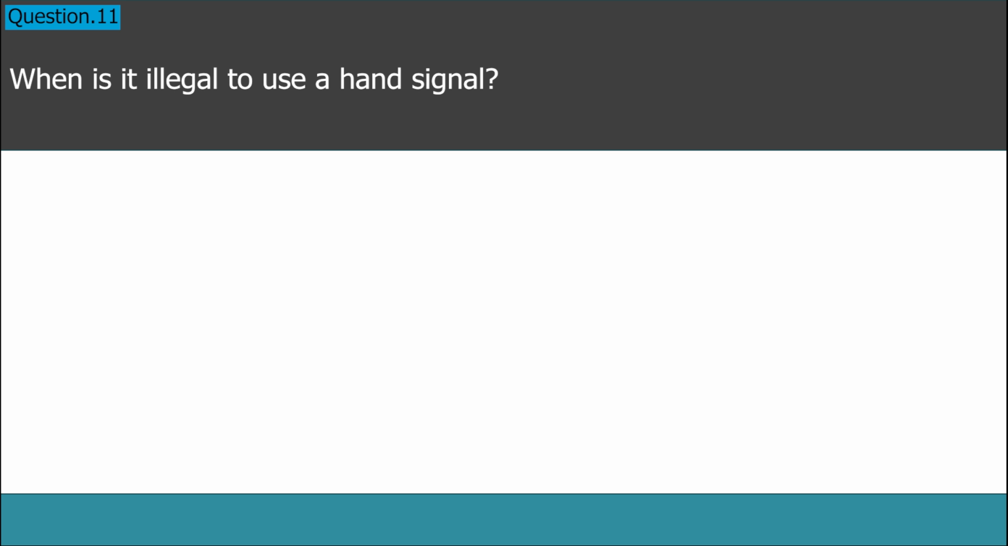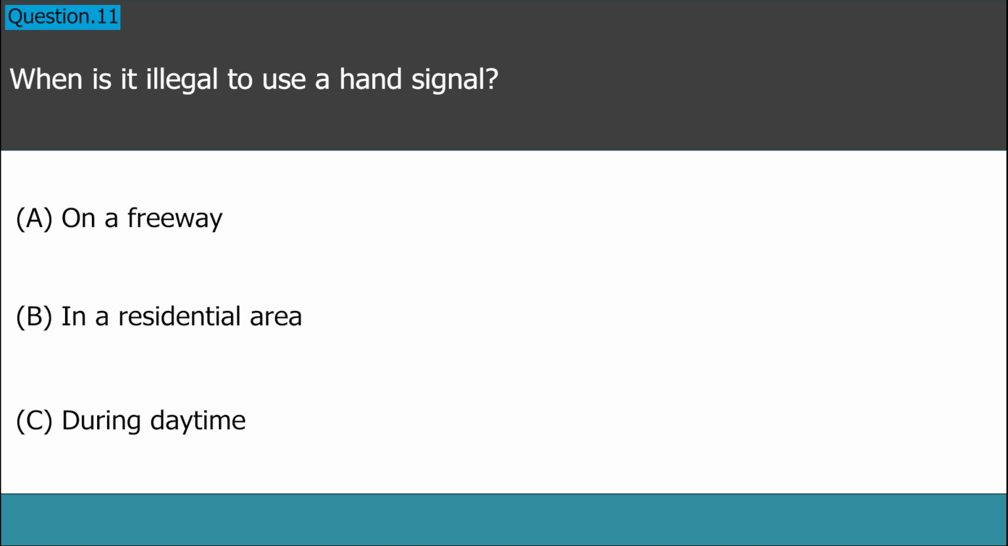When is it illegal to use a hand signal? A. On a freeway. B. In a residential area. C. During daytime. Answer: A. On a freeway. Hand signals are not allowed on freeways due to high speeds and the need for clear, visible signals.